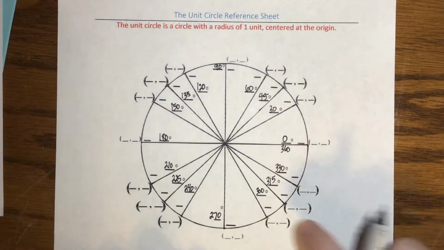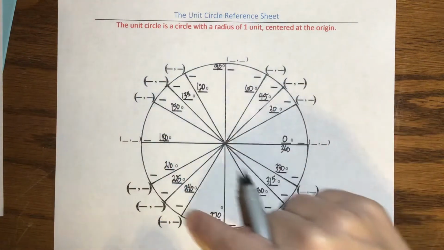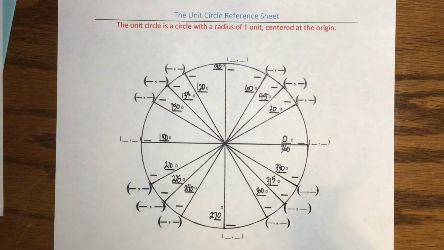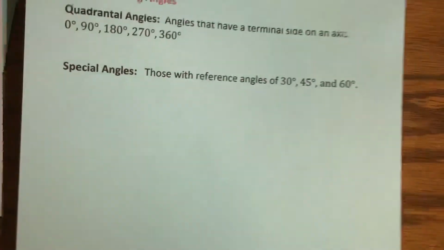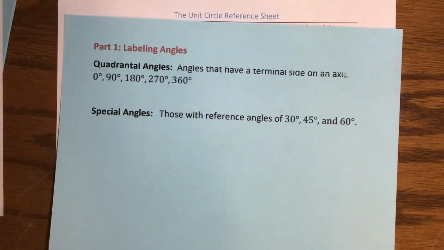Now the only other thing we're going to do in this video is we're going to go around and label the radians. We're going to label the same angles, but this time instead of using degrees, we're going to use radians. So I told you I was going to find some things and I didn't. Let me define some things for you real quick.